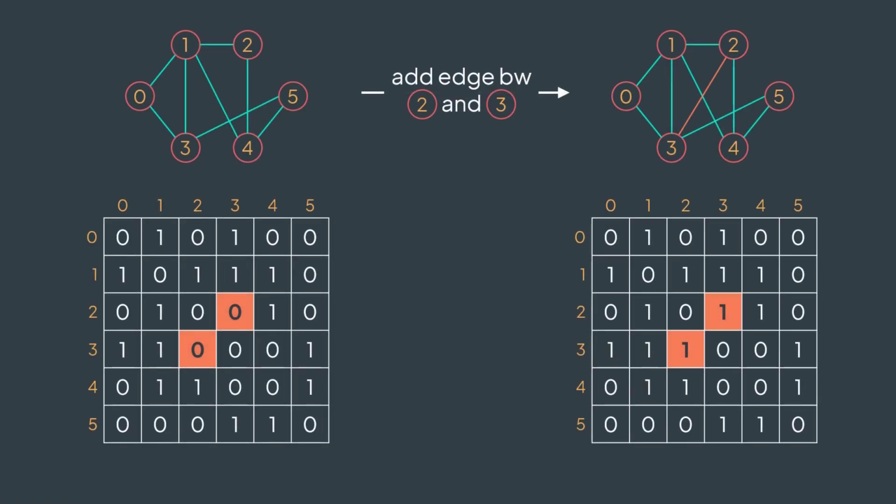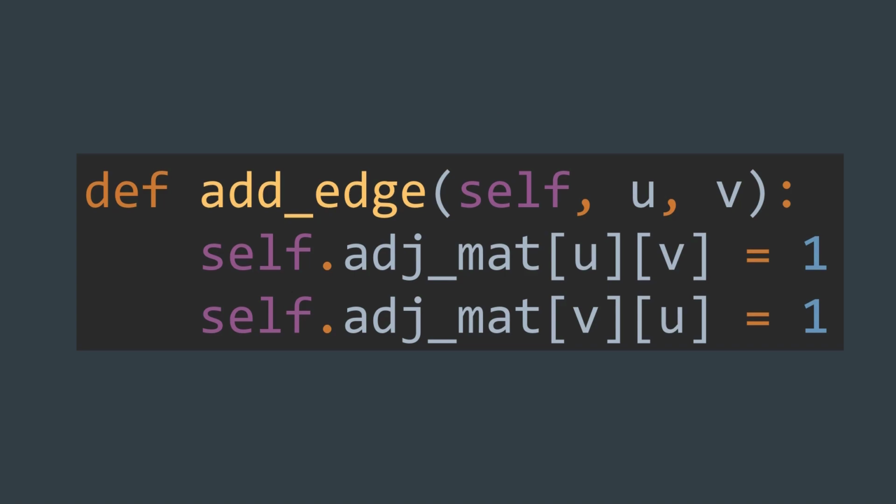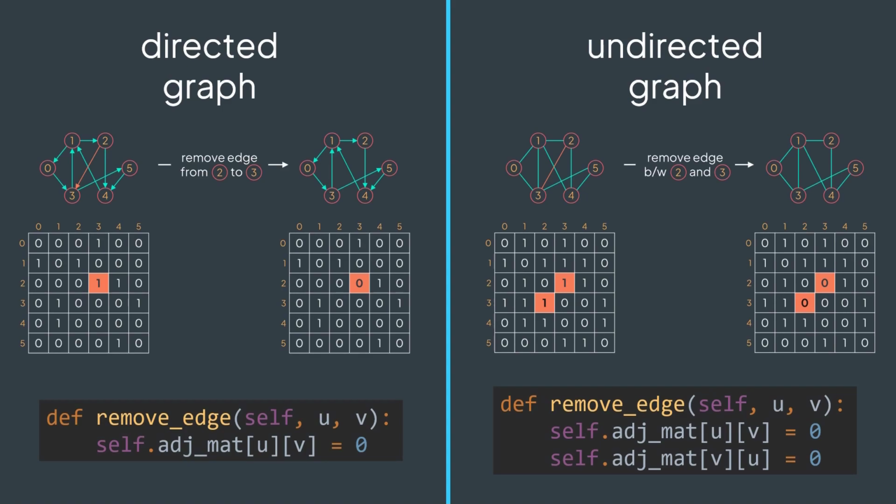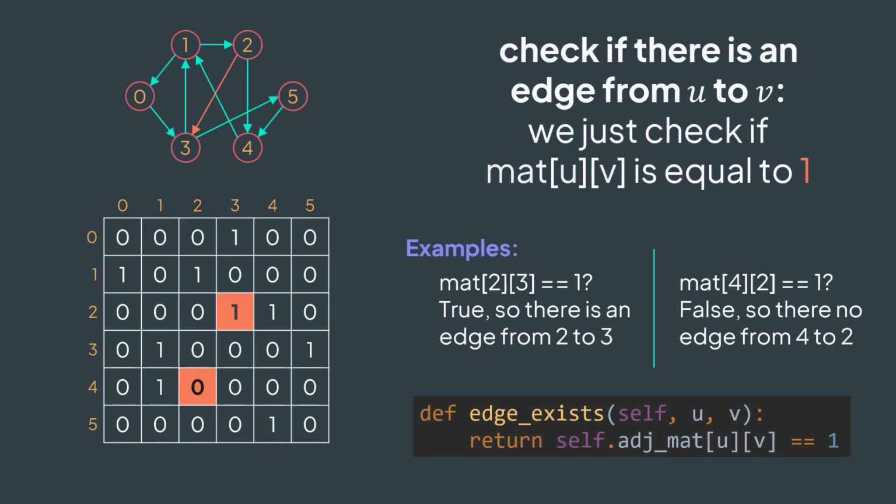And if the graph is undirected, we need to also add an edge from v to u, so we also put one in edge mat of v, u. And for removing an edge, same logic but we put 0 instead of 1. That's it. And for checking if there is an edge from u to v, we just check if the cell edge mat of u, v is equal to 1.